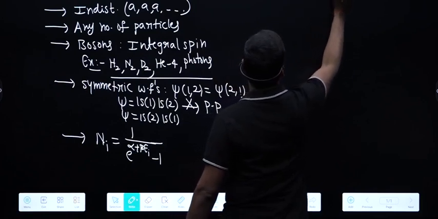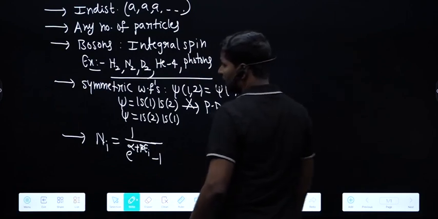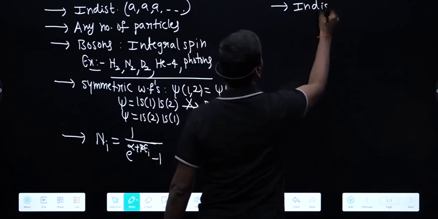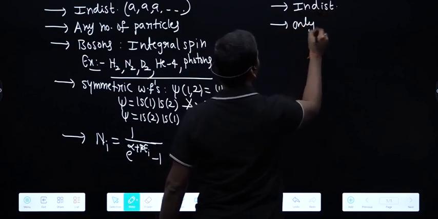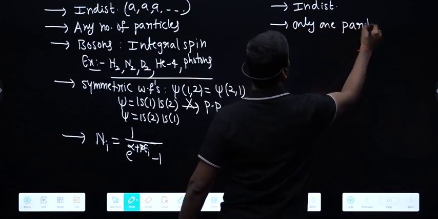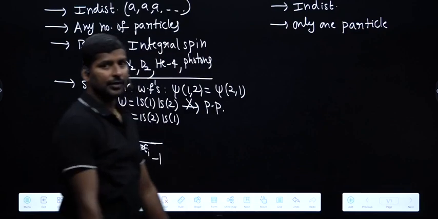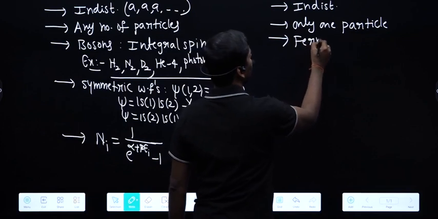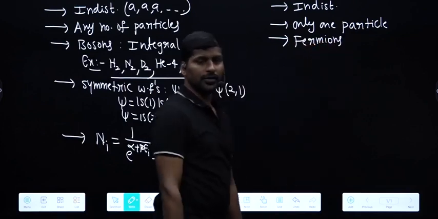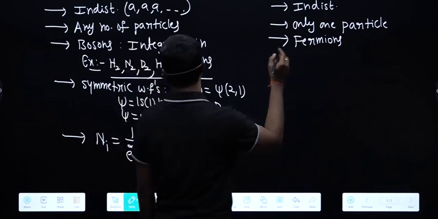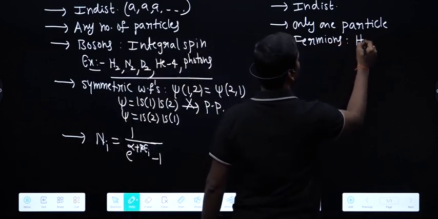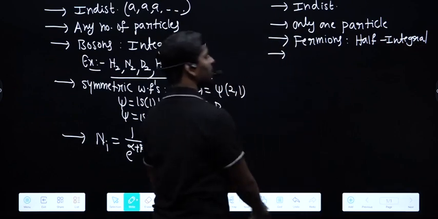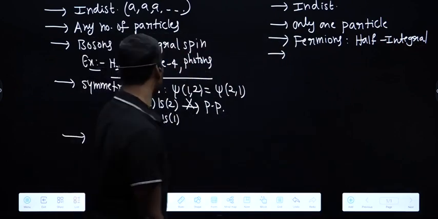The third one is Fermi-Dirac statistics. In this also the particles are said to be indistinguishable, but only one particle can occupy a given energy level. The particles which follow this type of statistics are called fermions. The particles having half integral spin follow this type of statistics.